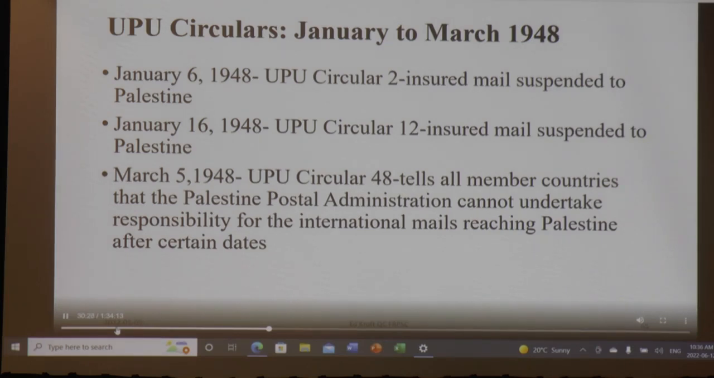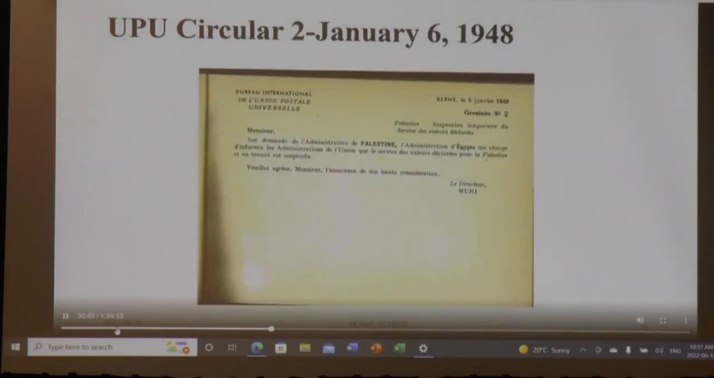And on March the 5th, there was a circular that came out that told the member countries that Palestine, the postal administration there, could not undertake responsibility for mail reaching Palestine after certain dates because there was conflict, there was strife that was going on. Buildings were being blown up, post roads were being disrupted. So these are the types of circulars that were issued by the Universal Postal Union.